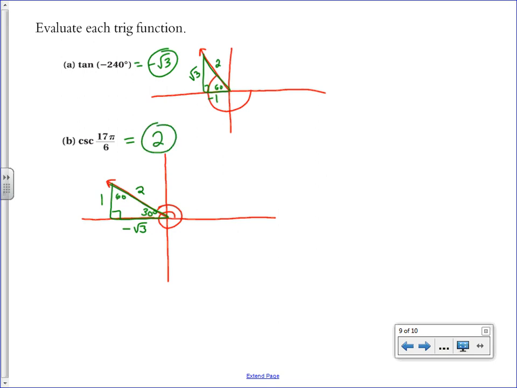So there's the answer. All right, and that's what you'll be asked to do on the back of your homework. That is all.